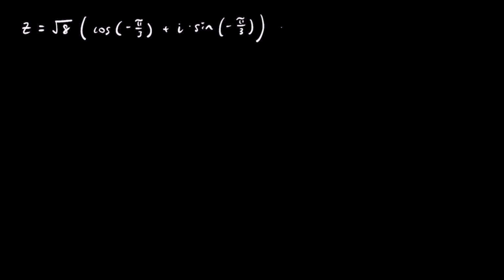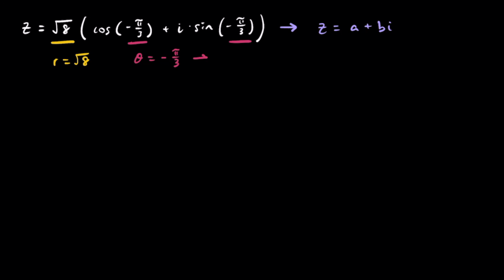Now that we've talked about going from rectangular to polar or trig form, let's go the opposite way. Let's start with the trig form here. We have z is equal to the square root of 8 times cosine of negative pi over 3 plus i times sine of negative pi over 3. Let's take this polar or trig form and turn it into that rectangular form, which is z is equal to a plus bi. Let's first establish that our r, or our radius here, is the square root of 8, and our theta, or angle measure here, is going to be negative pi over 3.